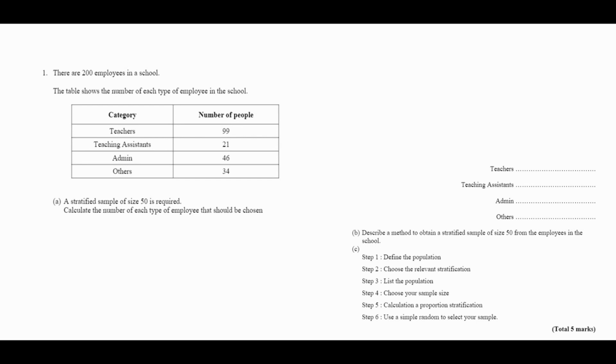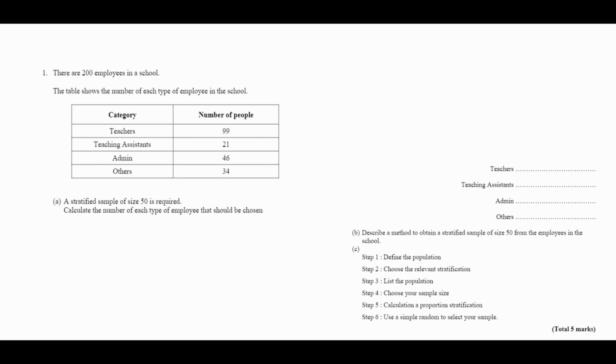Hi everyone, let's look at the exam style question. Question number 1. There are 200 employees in a school. The table shows the classification of each group category: teachers, teaching assistants, and admin and others. All the numbers are given.